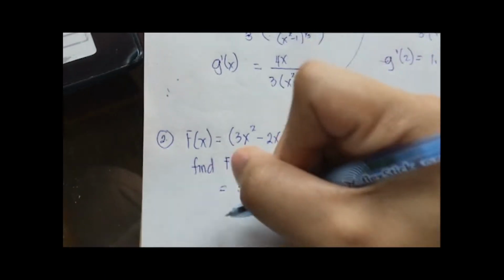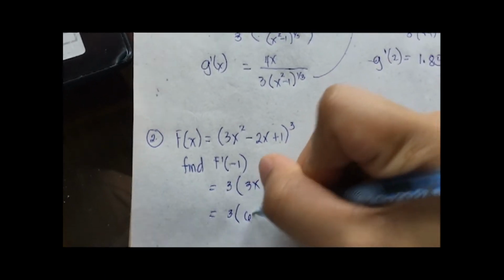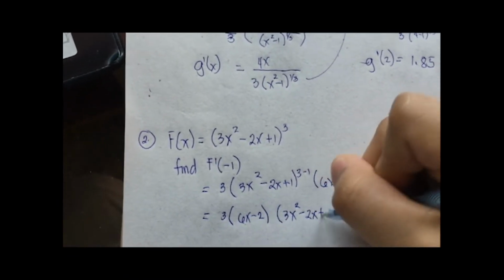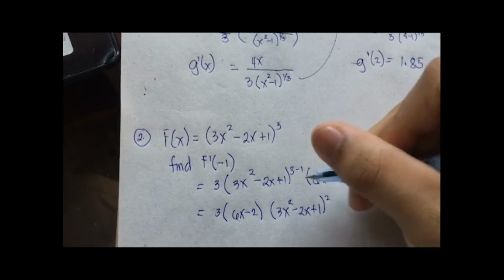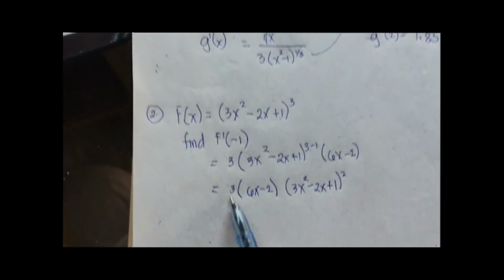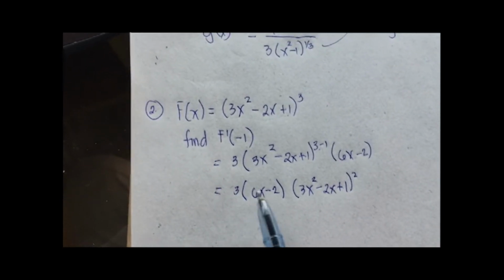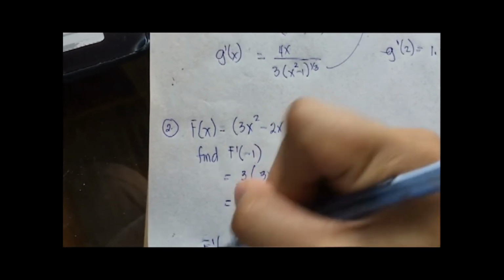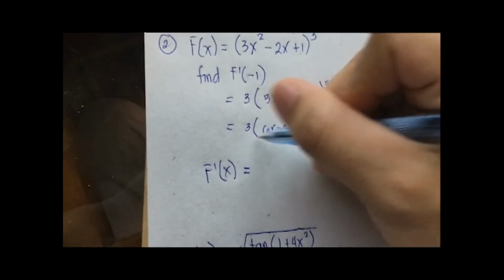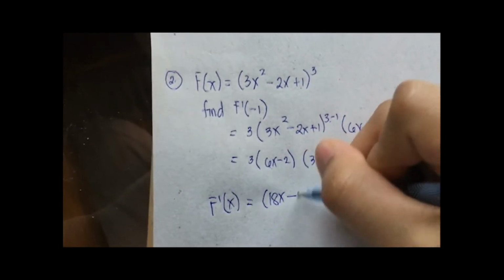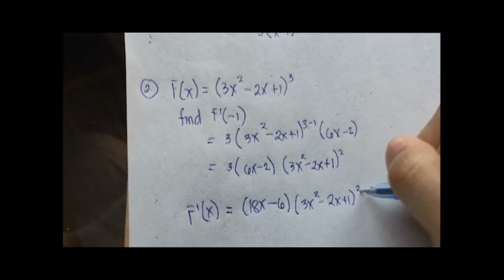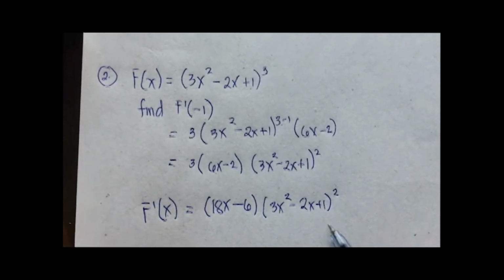Okay? Then, rearrange. So, 3 times (6x minus 2) times (3x squared minus 2x plus 1) raised to 2. Why 2? Because 3 minus 1 is 2. Sir, can we distribute? Yes, you can distribute because the exponent of this one is 1. So you will now have your f prime of x: 18x minus 6 times (3x squared minus 2x plus 1) squared. Okay? So this is now your derivative.